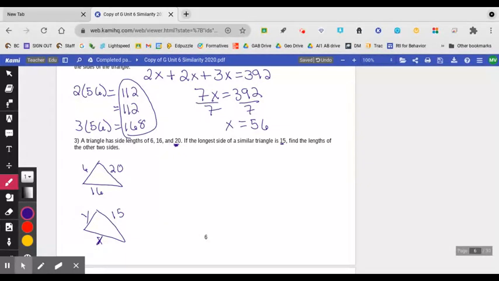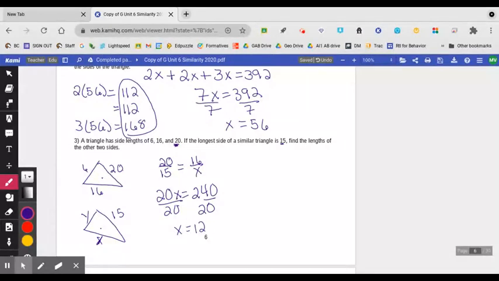So when I'm doing the large, I'm going to do 20 over 15 because that's my longest side. And then 16 is my medium. So I'm going to do 16 over X because I did big triangle to little triangle. Cross multiply, I get 20X equals 15 times 16. And I get 240. Divide both sides by 20. X equals 12.